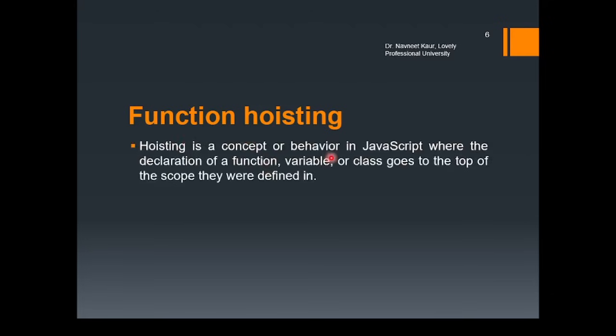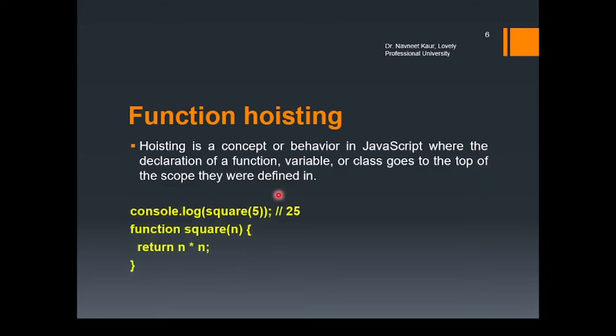Hoisting is a concept or behavior in JavaScript where the declaration of a function or a variable or class goes to the top of the scope they were defined in. So let's take an example. Let's say we have a function declaration and the function is supposed to calculate the square. But as you can see, we do not have the function call below the function definition. It is actually above the function definition.